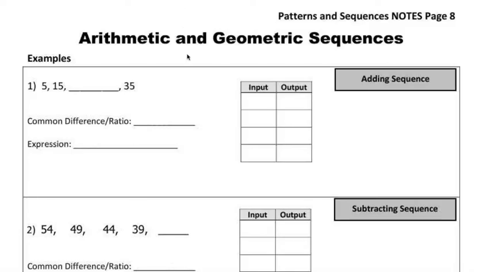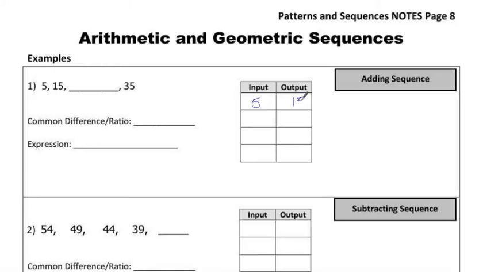So let's go through some example problems. If we look at the first example, we have 5, 15, blank, and 35. And we know this is going to be an adding sequence because I'm telling you in the example. But let's see how we can actually figure it out. And we're going to use what's called an input-output table. So the first number that we're going to input is a 5. And after we do that, the output should be 15.